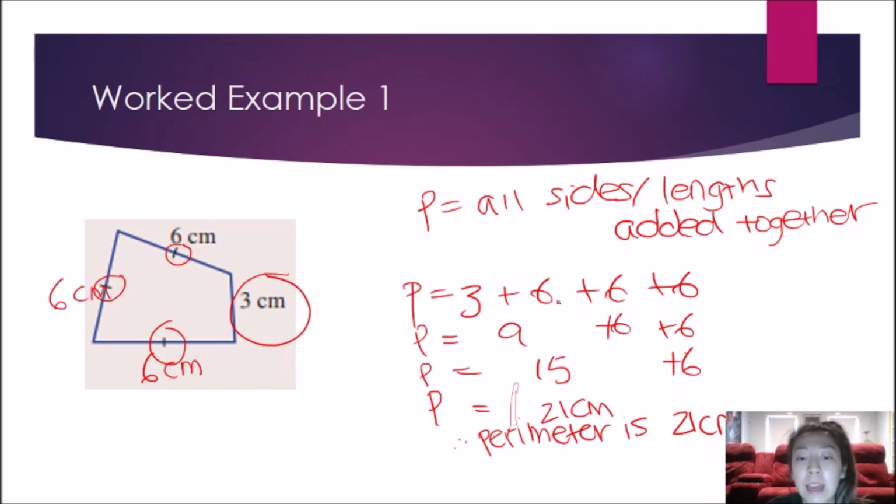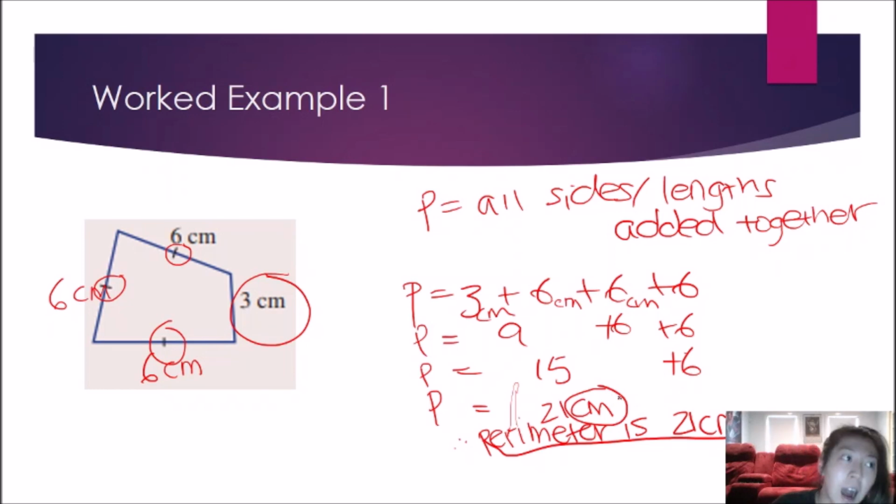Now, you do not need to put your units in your working out here. You don't need to keep writing cm and centimeters. As long as in your answer you've got that the perimeter is 21 centimeters, and in your final answer you must include the units, because sometimes we do forget to write the units, and it's a bad habit to get into.